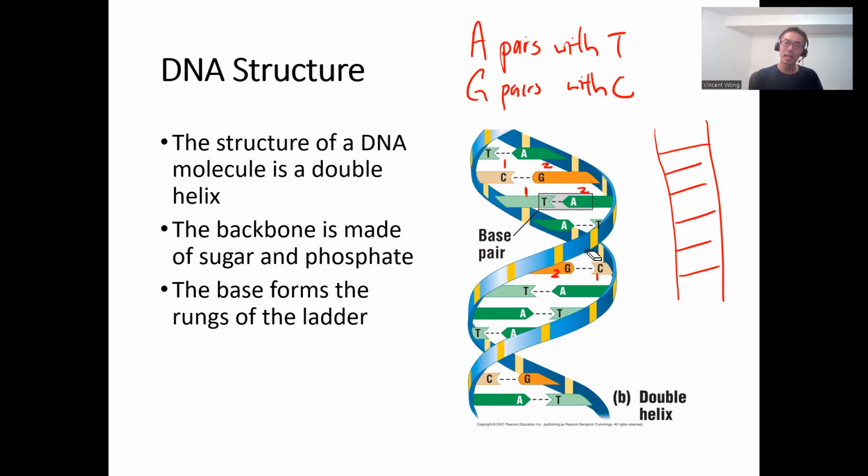Now the blue and the yellow alternating pattern, that is the sugar phosphate backbone. That's basically the sides of the ladder. And then the rungs that I told you about would be the nitrogenous bases. So you take the ladder and then you twist it, and you will get your double helix right here. All right. Hope I'm being clear.